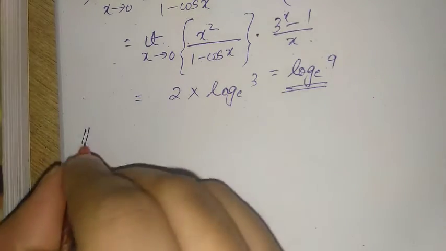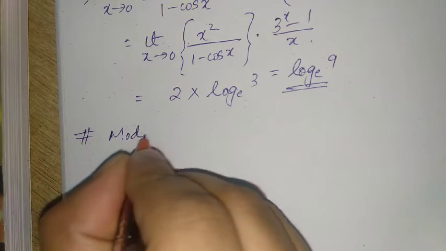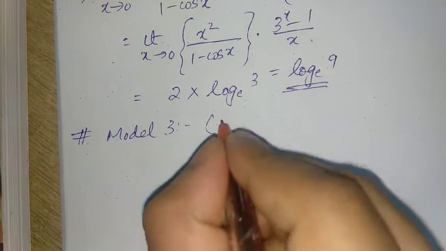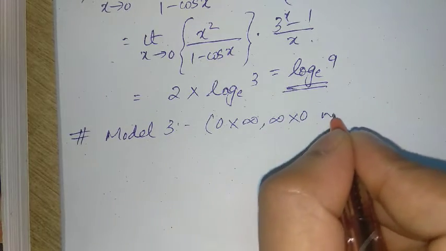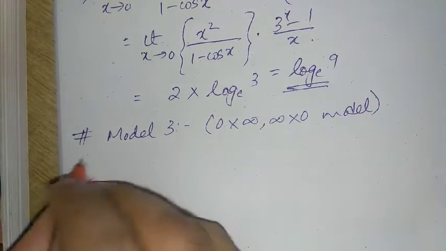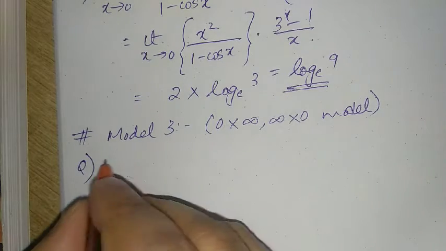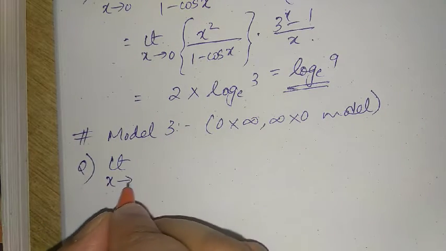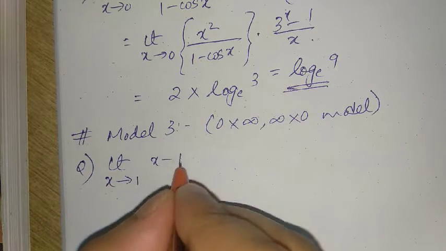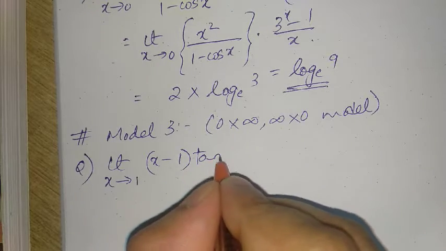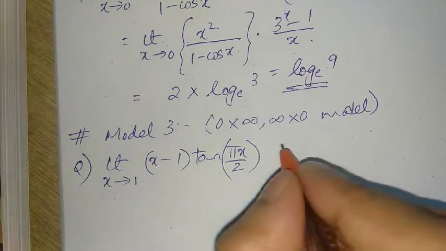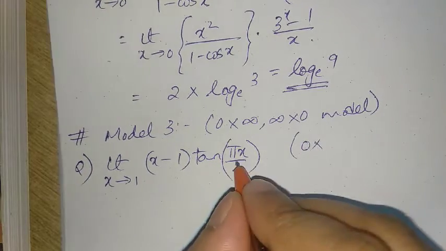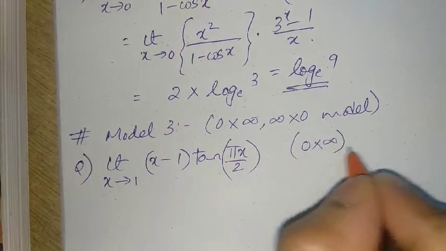Now we will do third model questions. Model 3. These are the 0 into infinity and infinity into 0 model. Okay, so let us do one example. Limit x tends to 1 of x minus 1 into tan of pi x by 2. As you can see, if you put x equal to 1, this is nothing but 0, and this will be tan pi by 2. So it is 0 into infinity model.